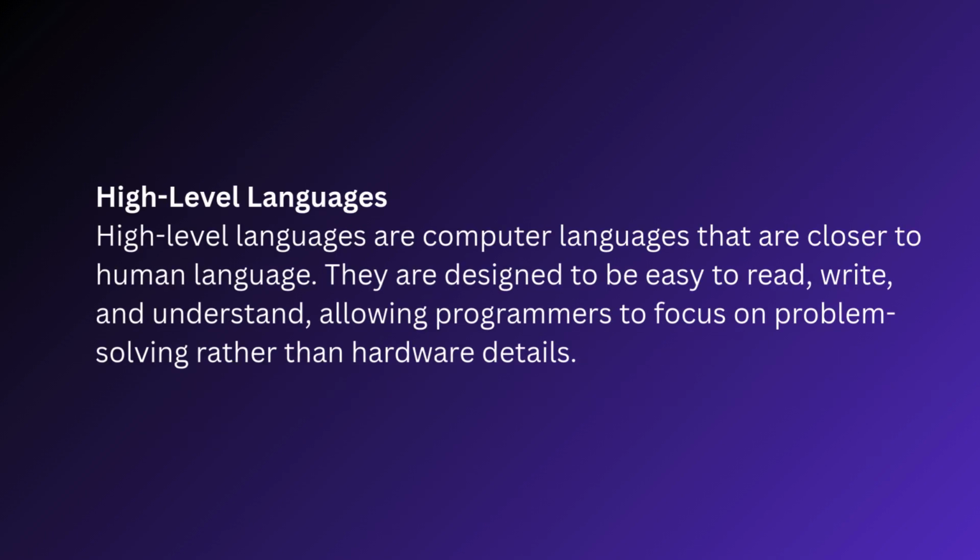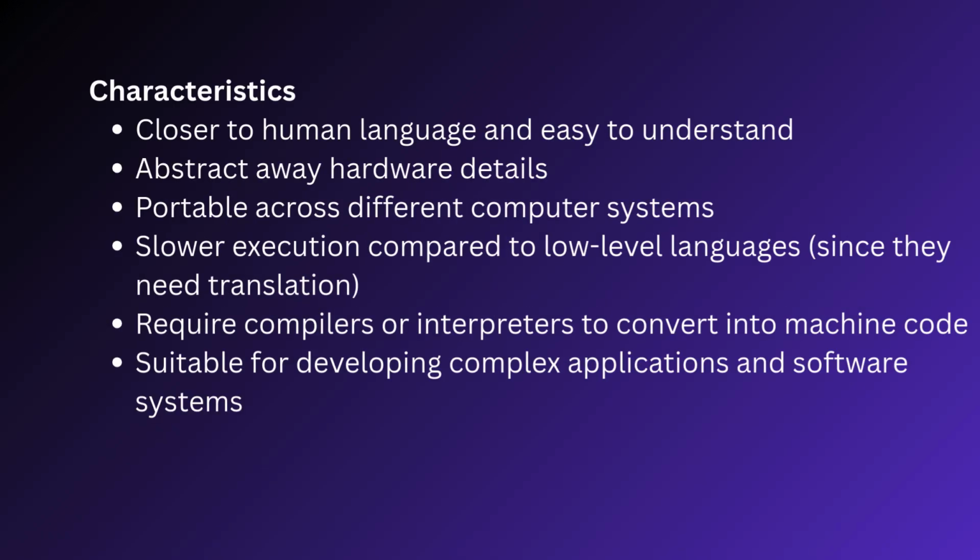High-level languages. High-level languages are computer languages that are closer to human language. They are designed to be easy to read, write, and understand, allowing programmers to focus on problem-solving rather than hardware details. Characteristics. Closer to human language and easy to understand. Abstract away hardware details. Portable across different computer systems.